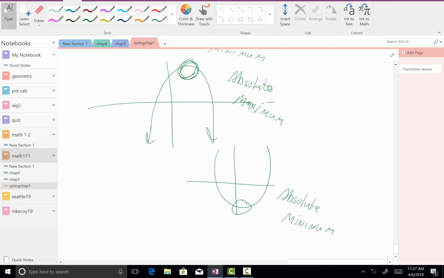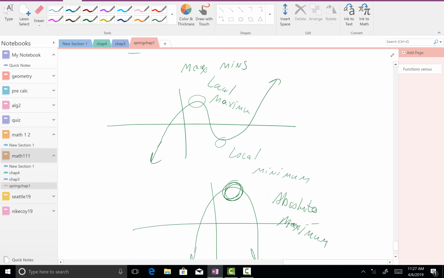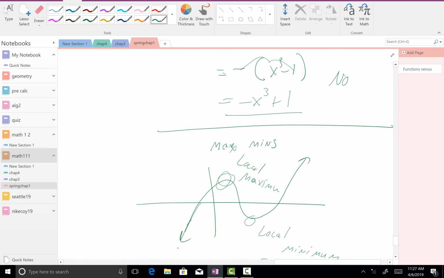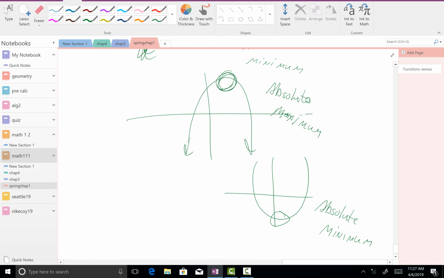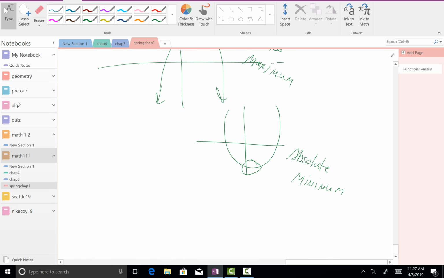So there's absolutes and there's locals. The locals are where there could be numbers higher or lower than that, but those are just called the local ones because you could restrict it to a certain interval and get that. That's how you think of it. If there are no points lower or no points higher, then those are absolutes. So, for example, let's graph some.